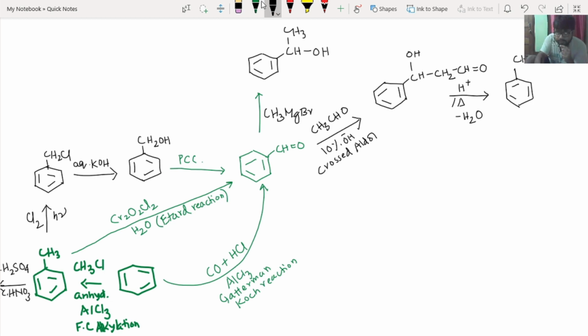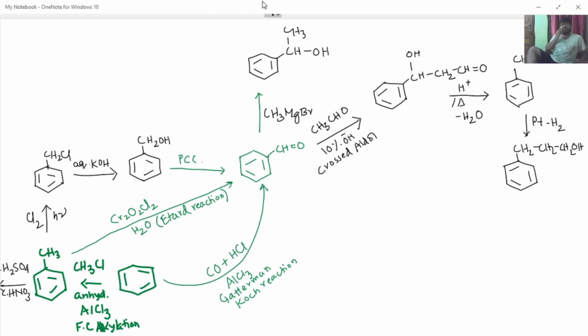Now if we treat cinnamaldehyde with platinum and hydrogen, by simple hydrogenation, what we are going to get is a simple alcohol, CH2CH2CH2OH. This alcohol is the product.